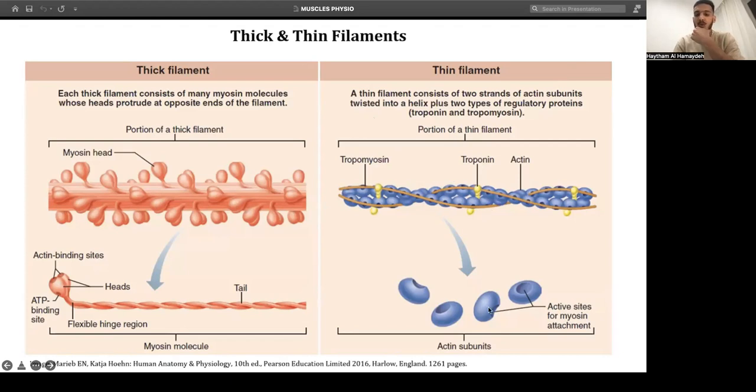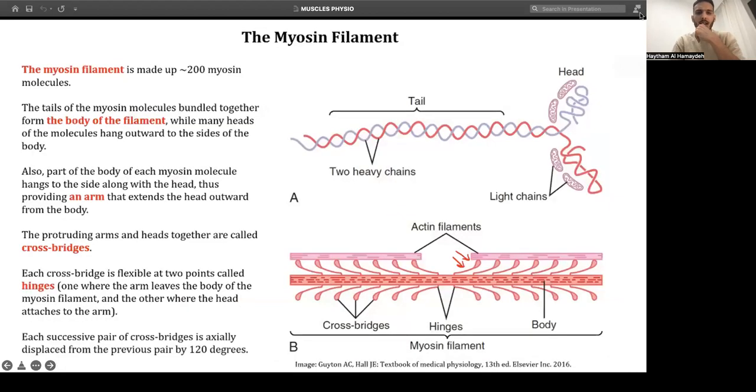Actin subunits are very different from myosin subunits, so keep that in mind. These actin subunits are joined together to create those strand-like structures. Then we're going to dive into how these things are arranged.